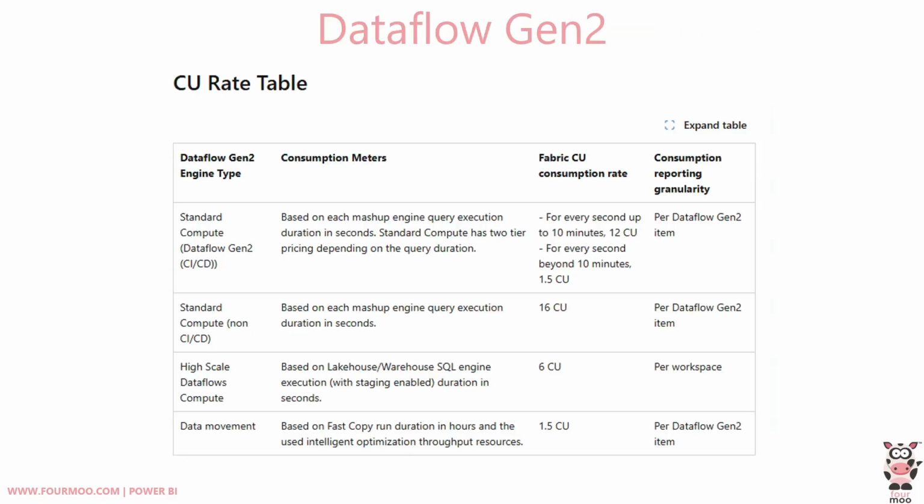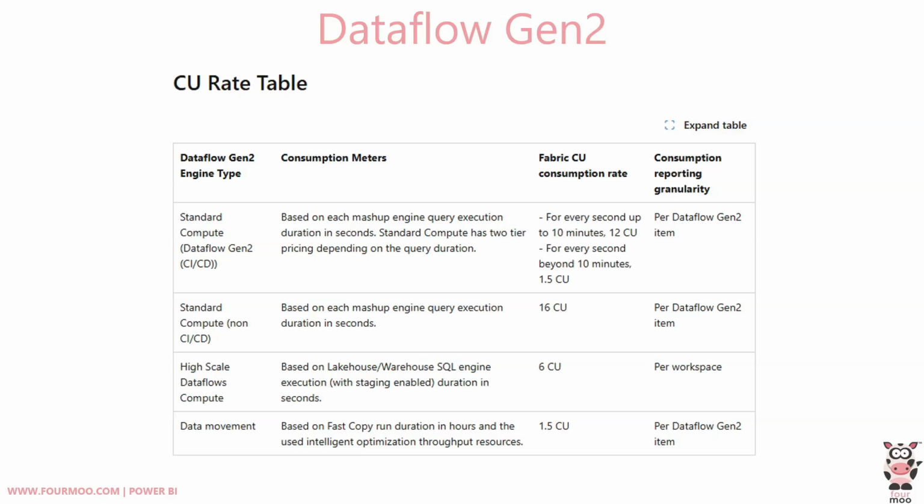What I have over here is the capacity unit rate for the Dataflow Gen 2. The thing I'd like to point out is that if you are using a Dataflow Gen 2 with CI/CD, which is continuous integration and continuous development, this is where you can get a significant reduction or be a lot cheaper to run a Dataflow Gen 2. So if you're running a Dataflow Gen 2 CI/CD, for every second for up to the first 10 minutes, it'll be 12 CUs per second.